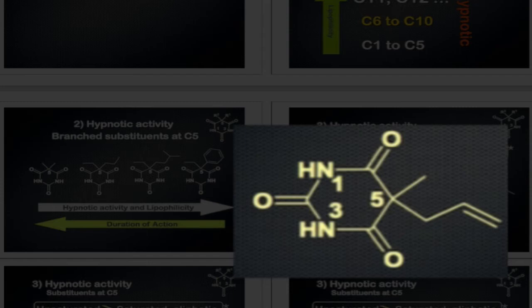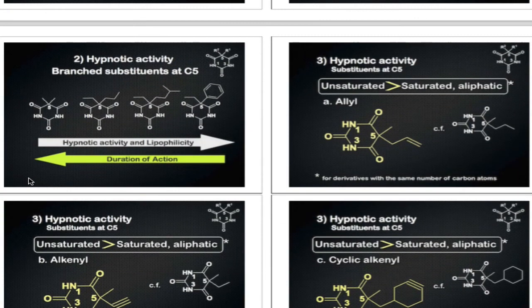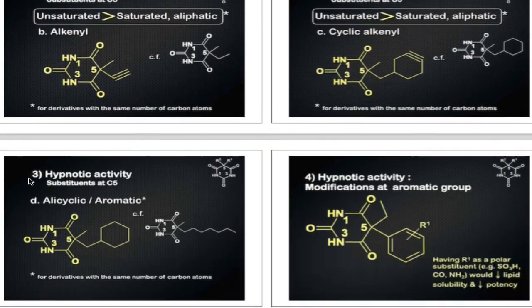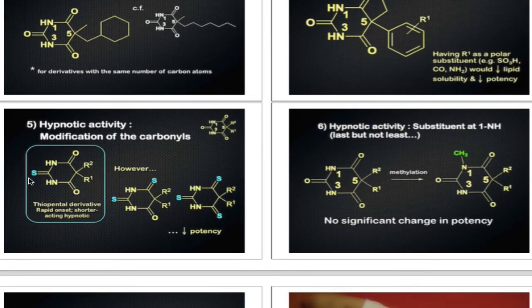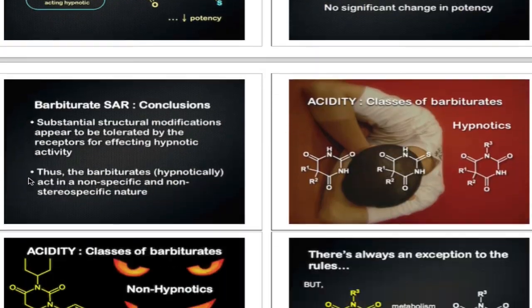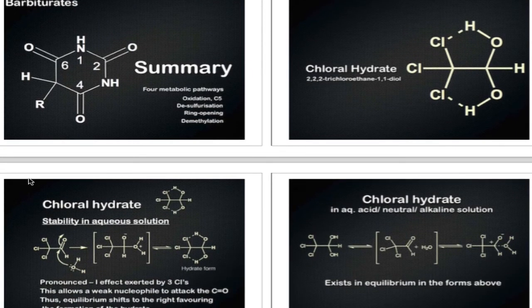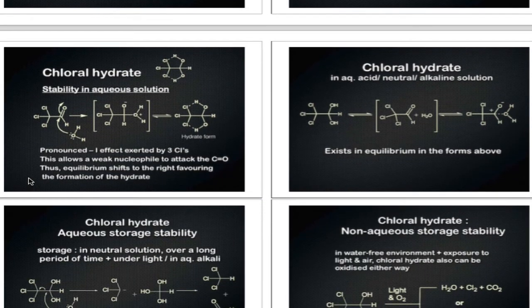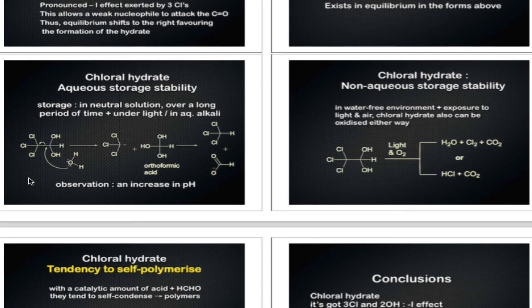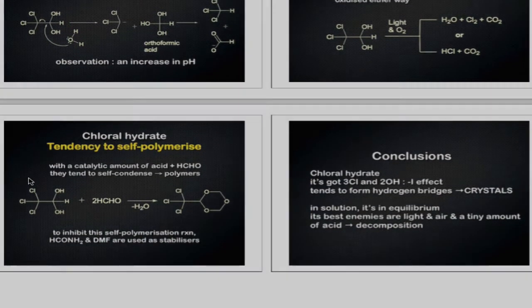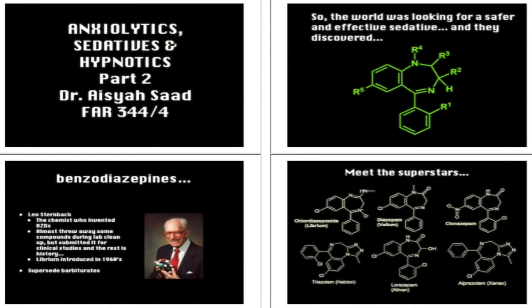So the third learning outcome is that you should be able to describe and discuss the chemistry and stability of chloral hydrate under different conditions. Another agent that has been used a lot in the past for many decades, as you can see down here, is chloral hydrate. It's got a special, very unique chemistry. So we should be able to describe and discuss the chemistry and stability of chloral hydrate under aqueous and non-aqueous conditions, and its tendency to self-polymerize.